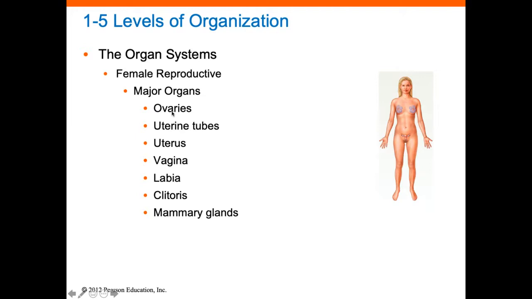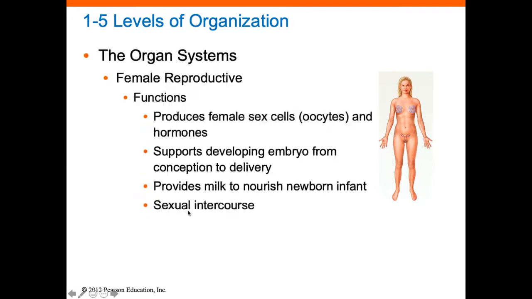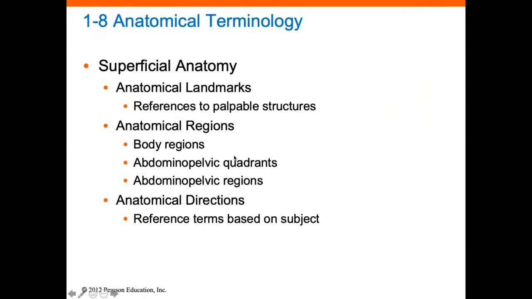The female reproductive organs, primarily the ovaries, that's going to produce the female sex cell, which is the egg or the ovum. Then you have the uterine tubes, which are the fallopian tubes, the uterus, the vagina, the labia, clitoris, and mammary glands, all major organs of the female reproductive tract. Primary function is to produce the oocyte, which is the egg, support development of the embryo from conception to delivery, and to provide milk for nourishment of the newborn through the mammary glands, as well as sexual intercourse.